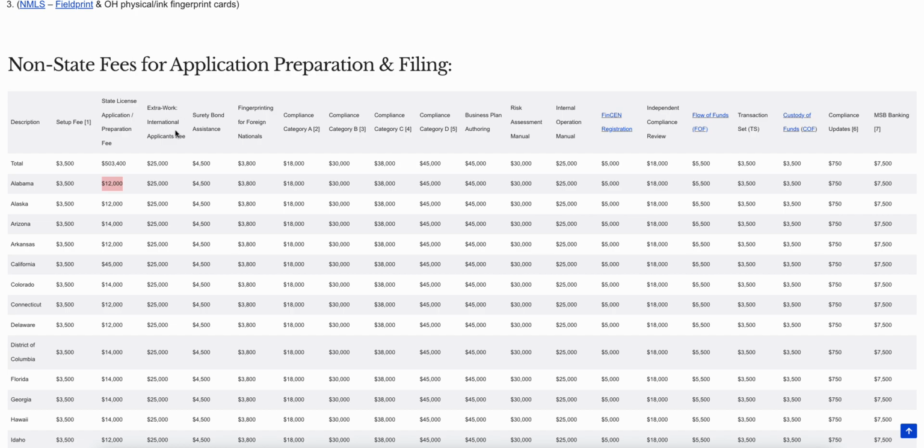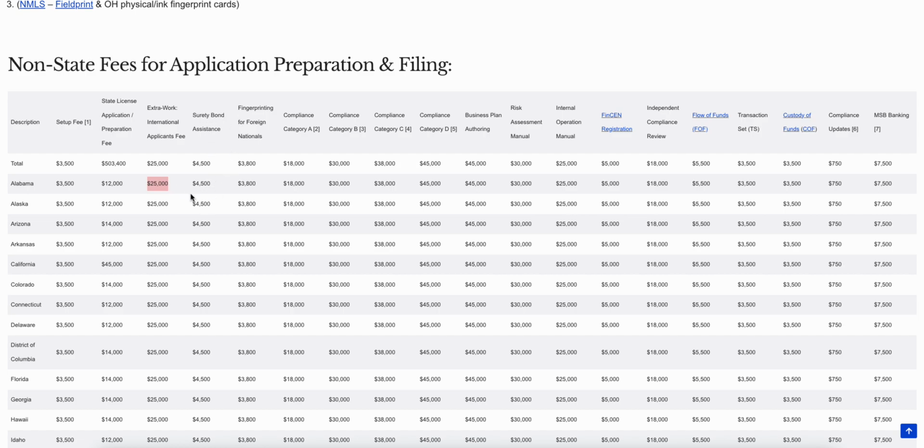What is the extra work for an international applicant? So if you're an international applicant, then our fees would be so much. Why? Because an international applicant requires much more information and much more vetting, and there's a whole lot of documentation and process work that is required.